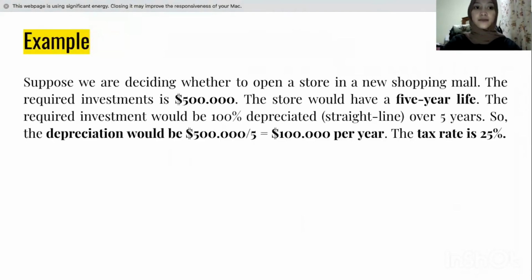Here's the example. Suppose we are deciding whether to open a store in a new shopping mall. The required investment is $500K. The store will have a 5-year life. The required investment will be 100% depreciated with a straight line over 5 years. So the depreciation is $500K divided by 5 years, which is $100K per year, and the tax rate is 25%.